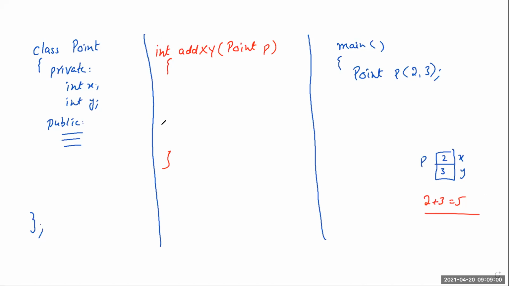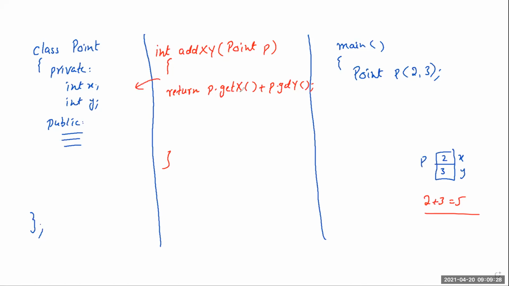Okay, now you see, if we want to do this, what do we have? We can write return p dot get x. Why am I calling the function get x? Because x is private, so I cannot write p dot x, right? Plus p dot get y. And I am assuming that you have both of these functions in the class.